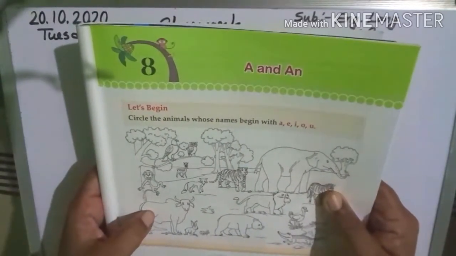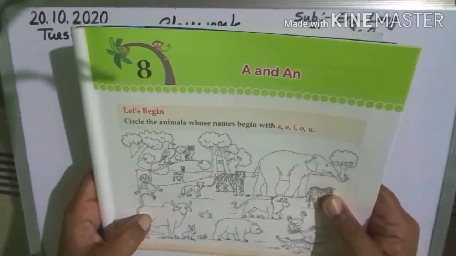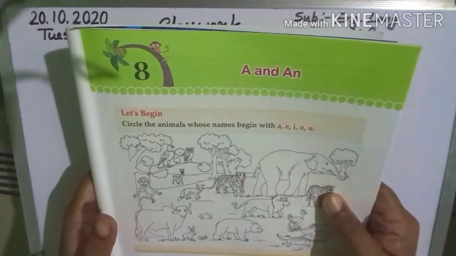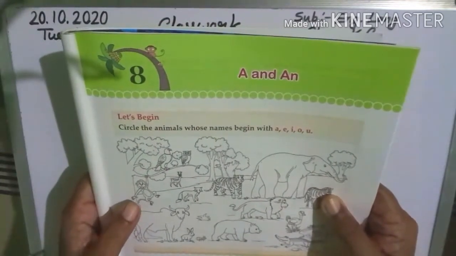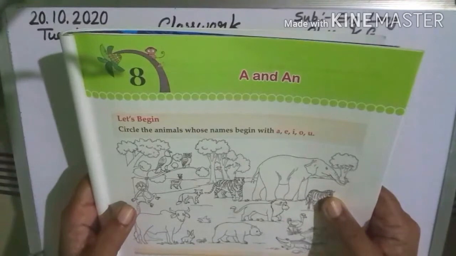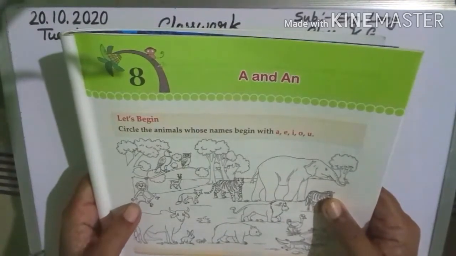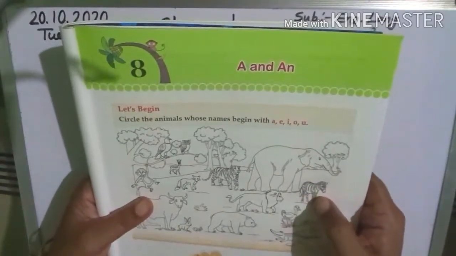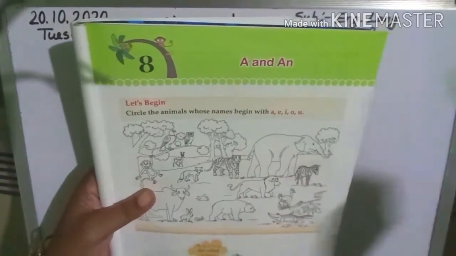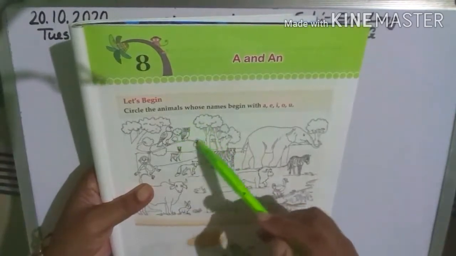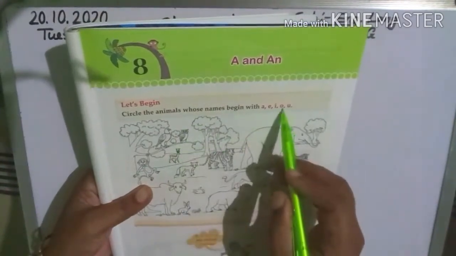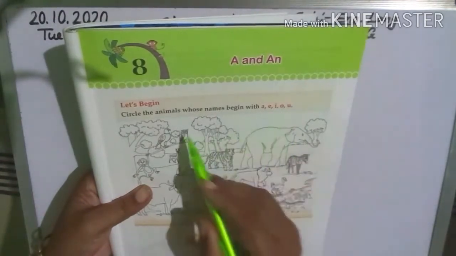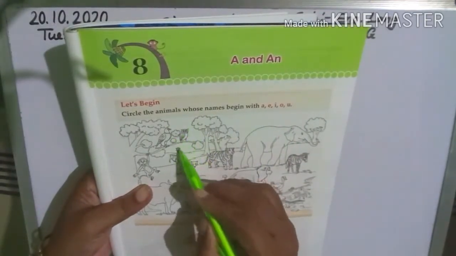You see, cow. C-O-W, cow. So, circle the animals. You see, owl. O-W-L, owl. So, you circle owl. Okay. O, begin with O. So, circle the animal.